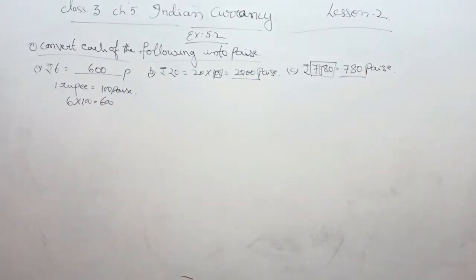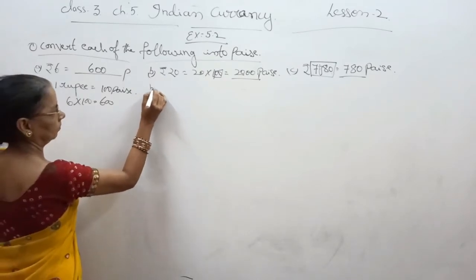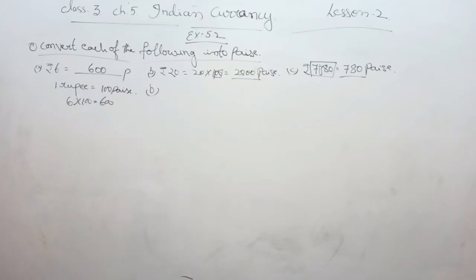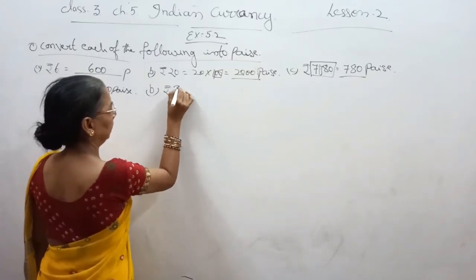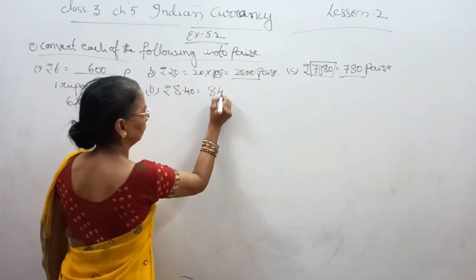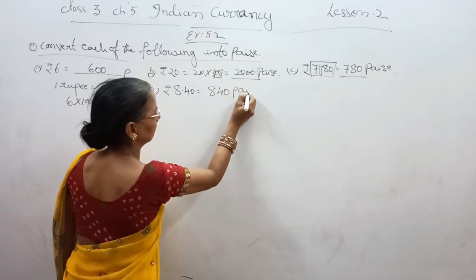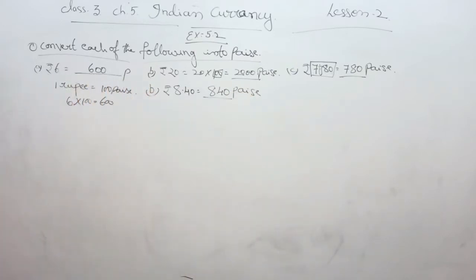Then the fourth one, rupees 8 and 40 paise. It means 840 paise. Like this, we have to do the questions.